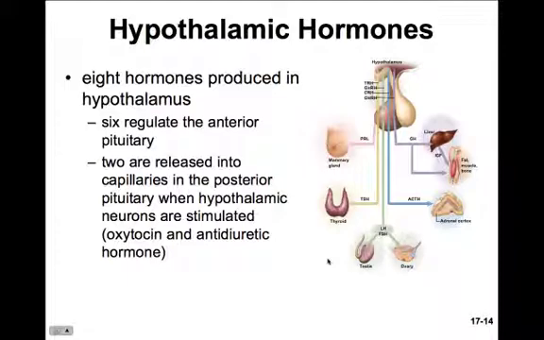Now let's step back and look at the hypothalamus again. The hypothalamus has 8 hormones that it produces. 6 of them regulate the anterior pituitary, and 2 are released into the capillaries in the posterior pituitary. Remember, the 6 regulating the anterior pituitary will be dropped in the hypophyseal portal system, whereas the 2 of the posterior pituitary are released directly into the posterior pituitary circulation. These are oxytocin and antidiuretic hormone.